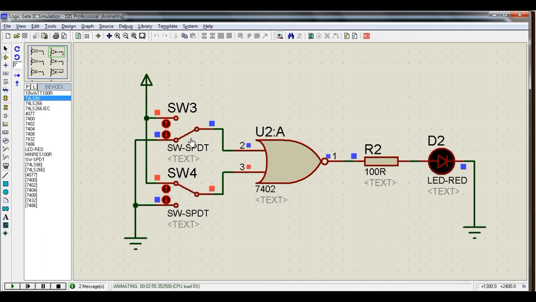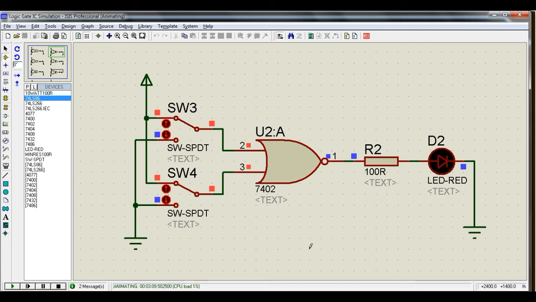Now for combination 1-0, the LED is still in the off state, that means the output is 0, and for the 1-1 combination the LED is still in the off state. Okay, so this is how the NOR gate works.